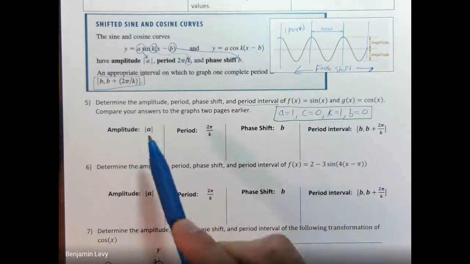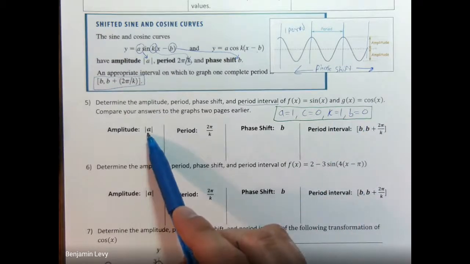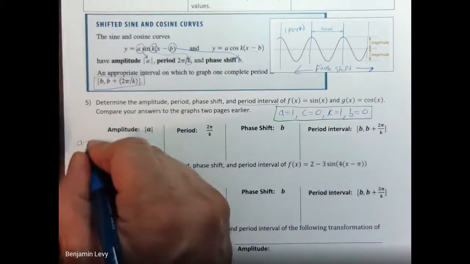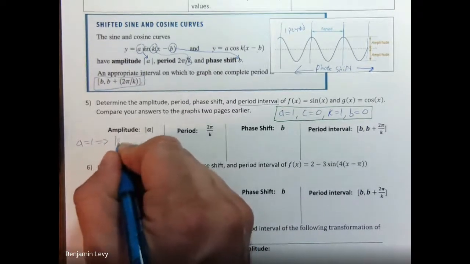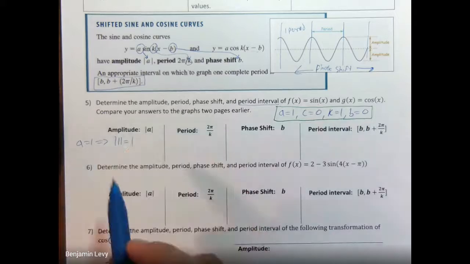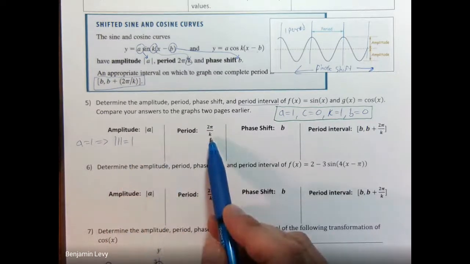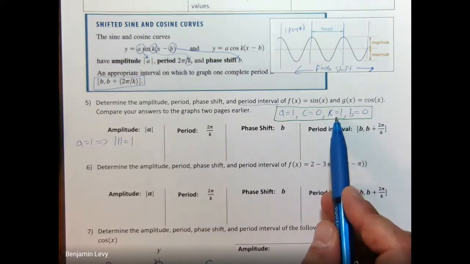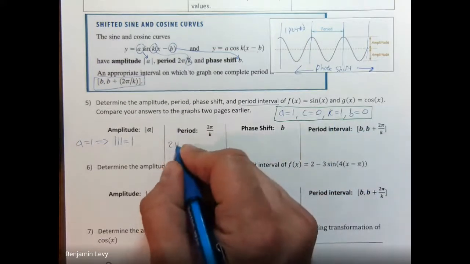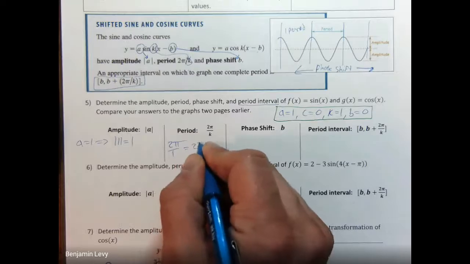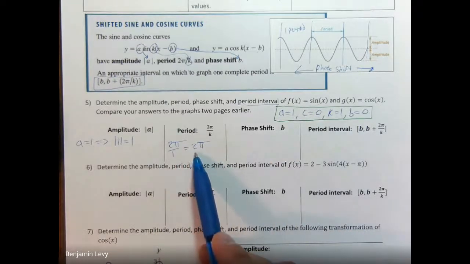And so that means the amplitude is the absolute value of whatever A is. In this case, A is 1, and the absolute value of 1 is just 1. And so the amplitude of sine and cosine is 1. The period is 2 pi over K, and we know that K is 1, so it's going to be 2 pi over 1, which is 2 pi. And we already knew that the period of sine and cosine was 2 pi. So I'm just showing you why the general sine and cosine have those general shapes, right?